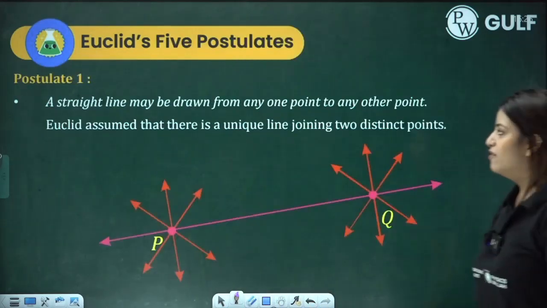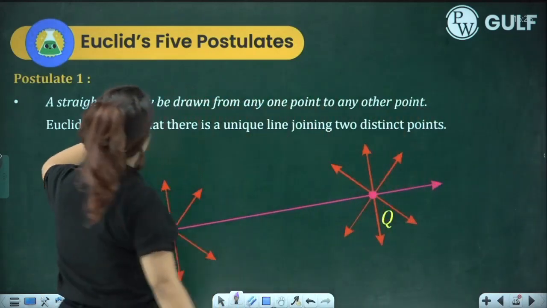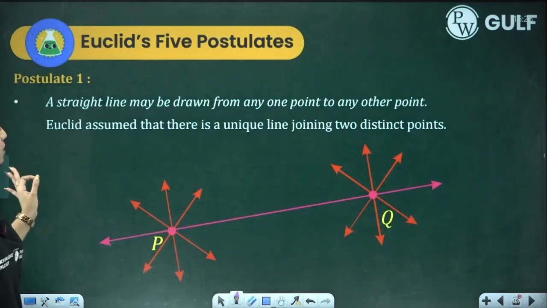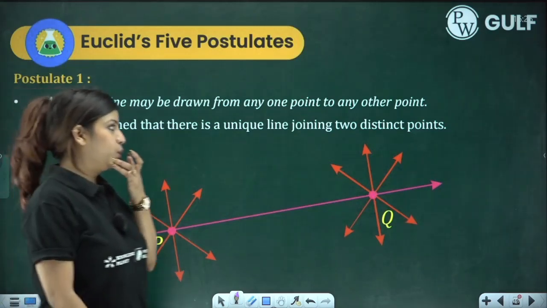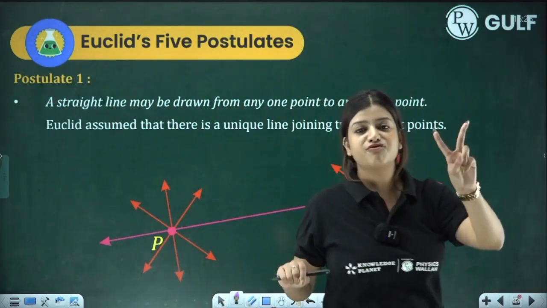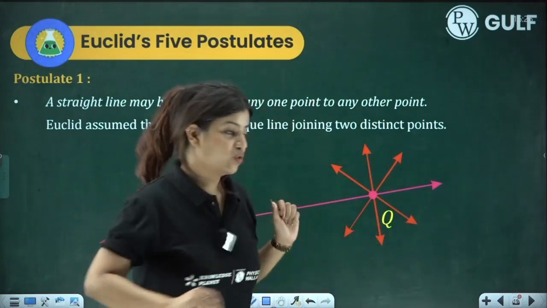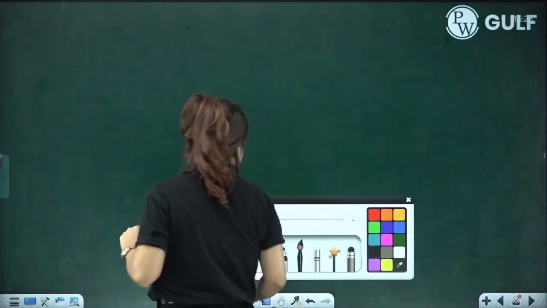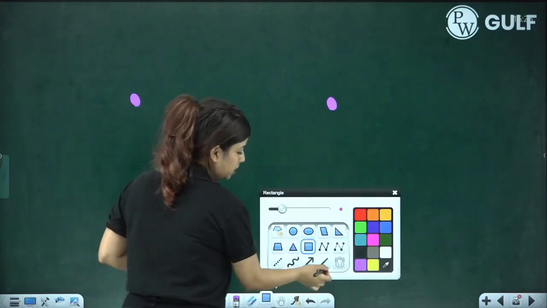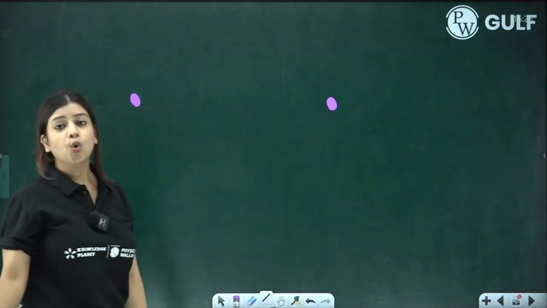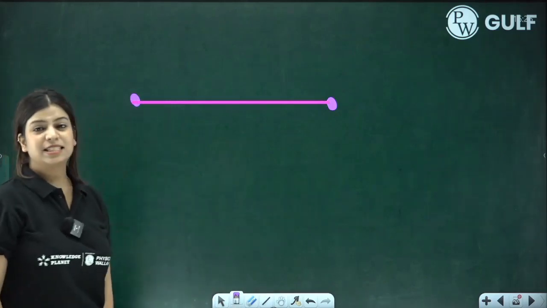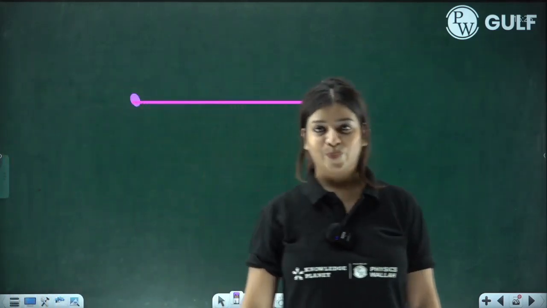The next thing that we have is postulate 1. A straight line may be drawn from any one point to any other point. Euclid assumed that there is a unique line joining two distinct points. So we are all aware that if we are given two different points in a plane, for example, if this is the plane that we have, and one point is this and the other point is this, students, then between these two different points we can only draw one single straight line, right?